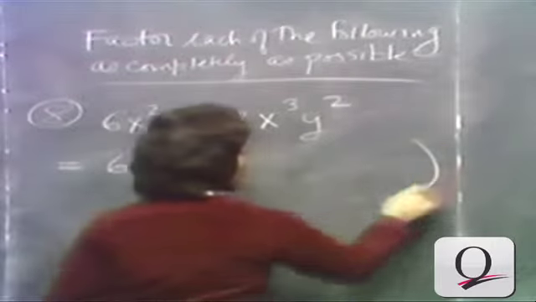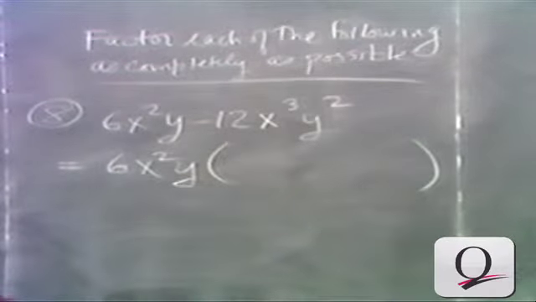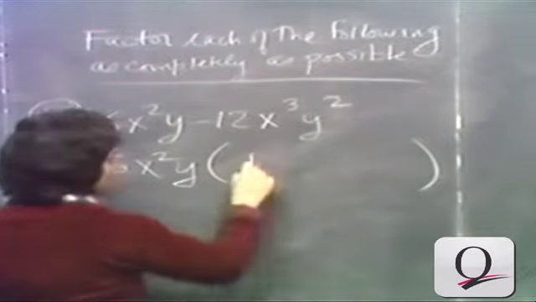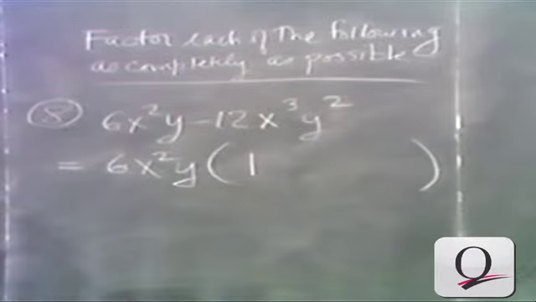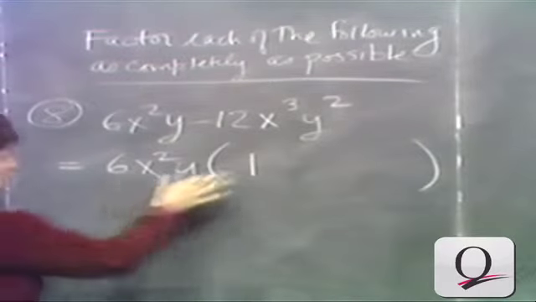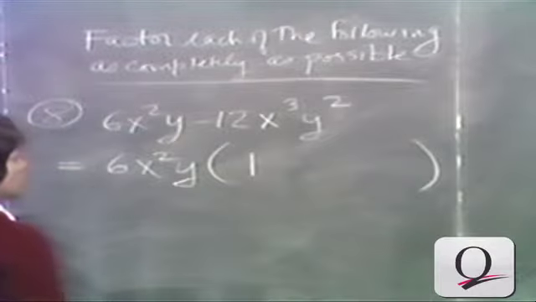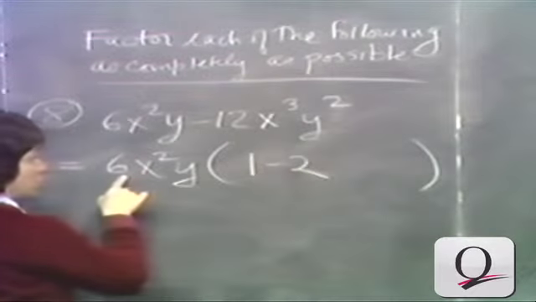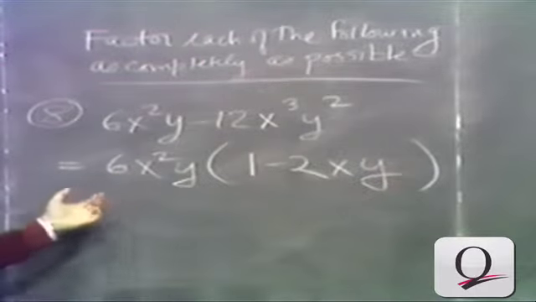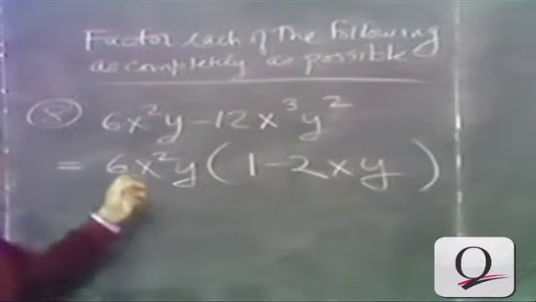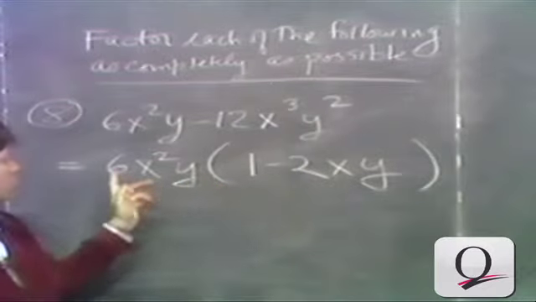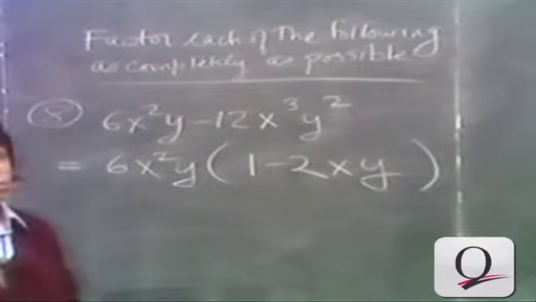We now see what is left in each of these terms. From 6x squared y, we have taken everything out. In other words, 6x squared y times 1 would give us that. Now let's look to go from this term to that. To go from 6x squared y to minus 12x cubed y squared, we'd have to multiply by the minus 2 to get the minus 12, an x and a y. Now let's check our factoring by the distributive law. 6x squared y times 1, and then 6x squared y times the minus 2xy, giving us minus 12x cubed y squared.